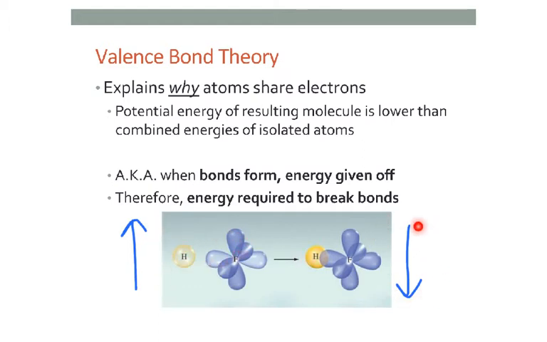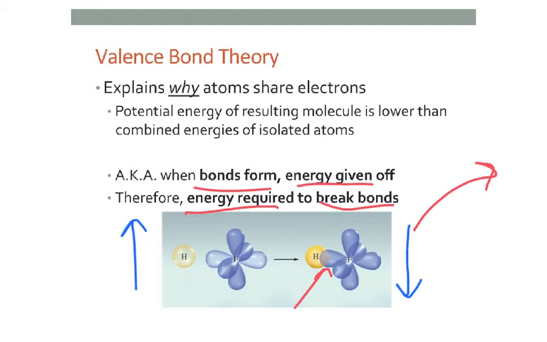In order to have a lower energy than before, it must have given off some sort of energy in the process. So when bonds form, energy is given off. And the reverse of that is also true. If you want to break the bond, you're going to have to put energy in order to break that bond.